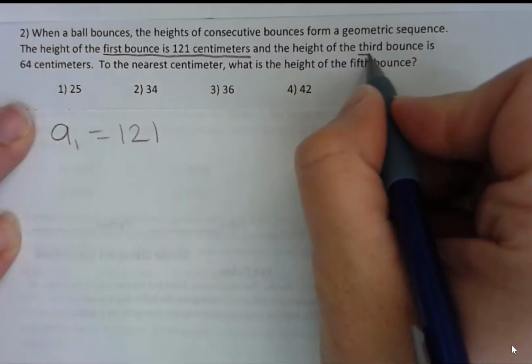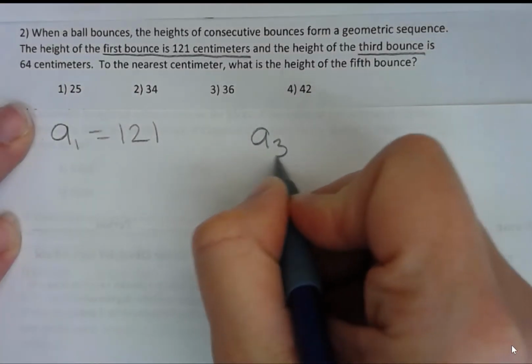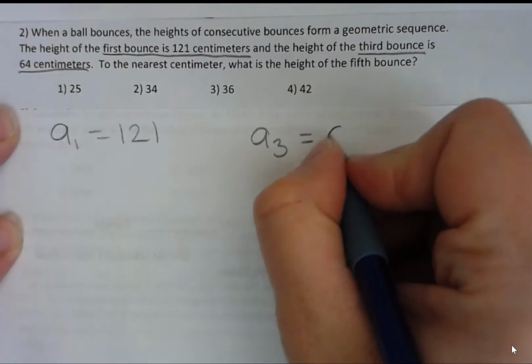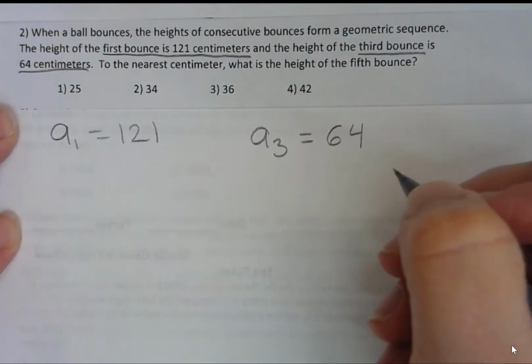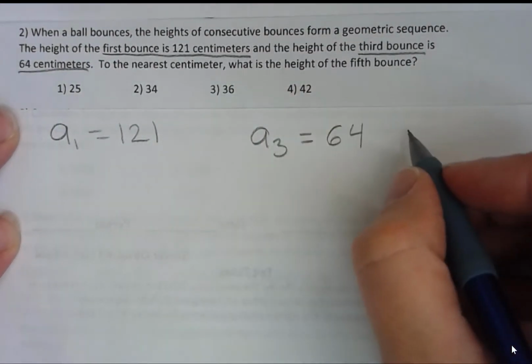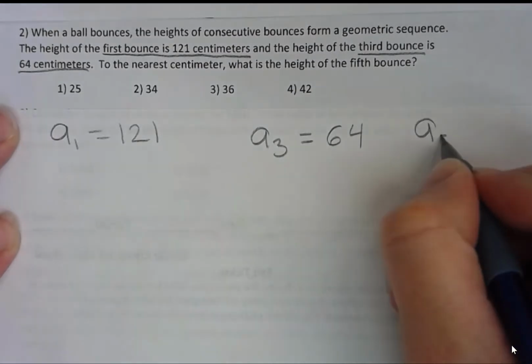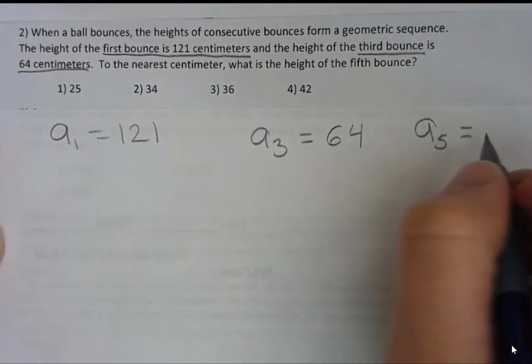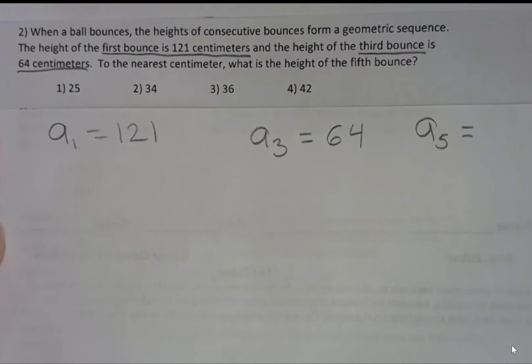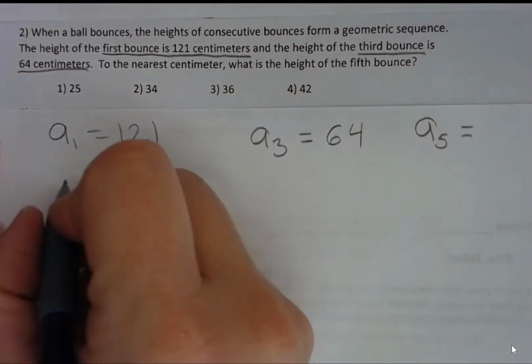The height of the third bounce, so a sub 3, equals 64 centimeters. To the nearest centimeter, what is the height of the fifth bounce? So they want us to find a sub 5. Okay. So on the Regents exam, you have the reference table, so we know we're looking at a geometric sequence.